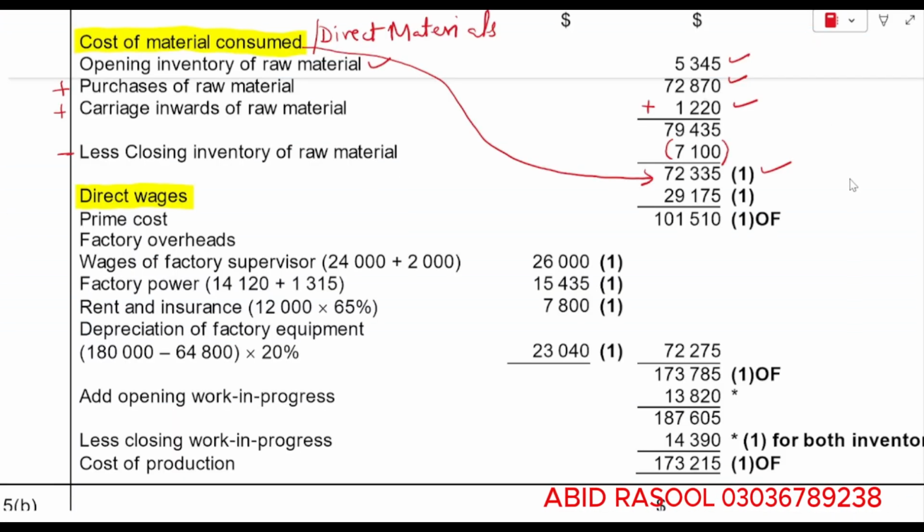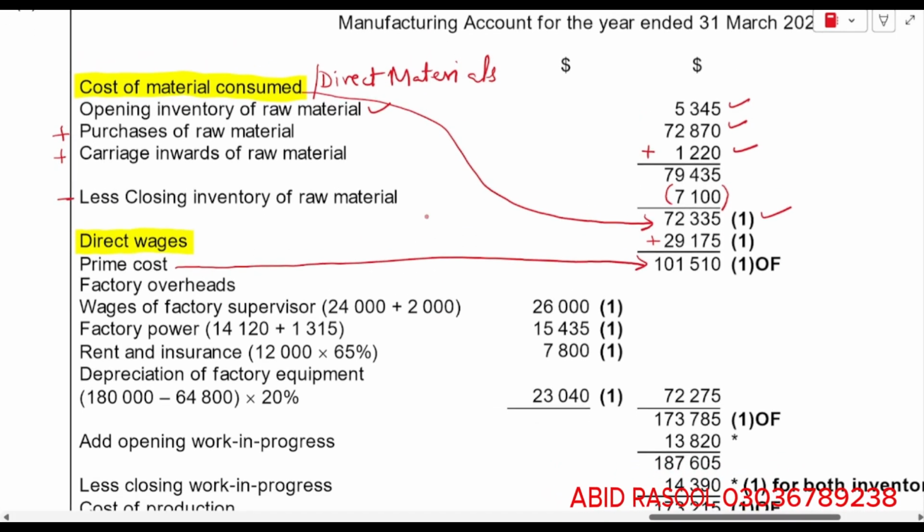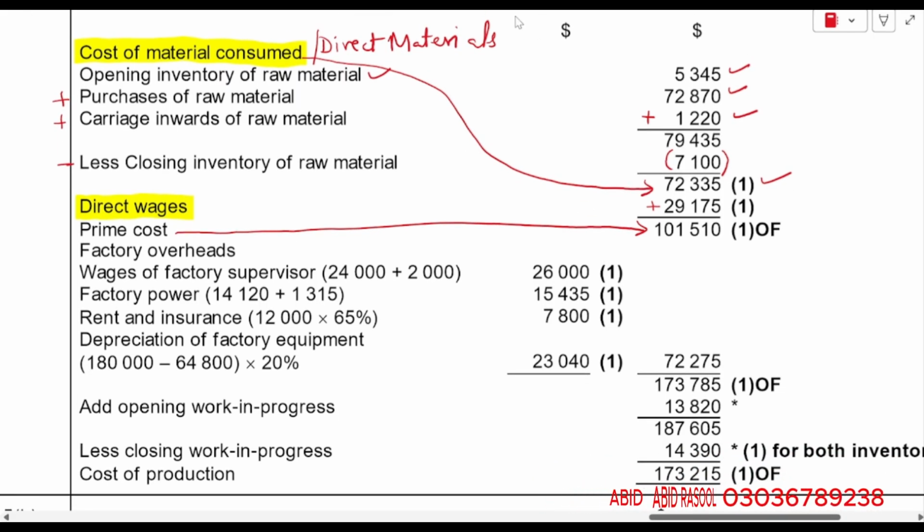Okay, direct wages are written here, and this will be added in this direct materials cost. Okay, these two costs will be added, and then what we will get? We will get prime cost. The first part of manufacturing account is complete. Okay, the prime cost. Prime cost means all direct costs have been included, they have been counted, and we added them together, and what we get? Direct prime cost.